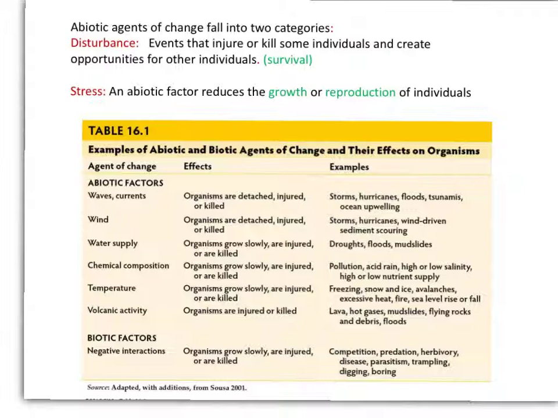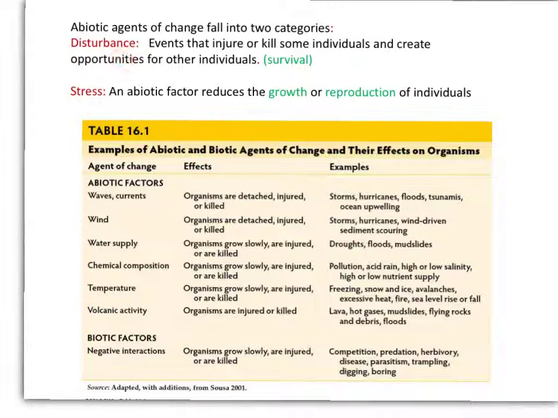But focusing on natural processes for a moment here, abiotic agents of change can fall into two main categories, those that we call disturbances, as I was just talking about, as well as what we might call stresses. And you might recall that we talked a bit about this way early on in the beginning of the semester when we were talking about tolerance versus avoidance strategies.